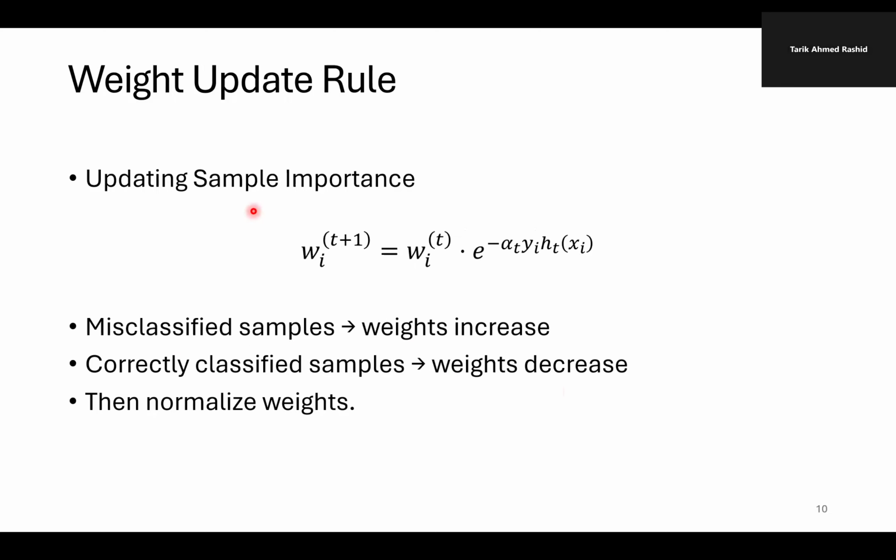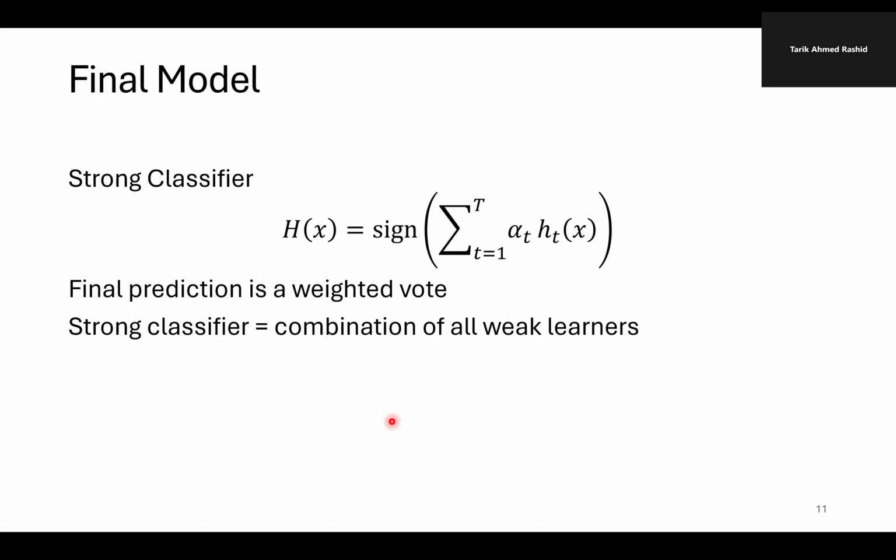Now, updating samples can be done in this way. When we have found alpha, we plug it into this equation and multiply it by the current weight, then we will get the weight for the next iteration. So misclassified samples lead to a weight increase. Once we have misclassified samples, it means that the weight increases. Correctly classified samples mean that we have less weight. Then the weights are normalized after that.